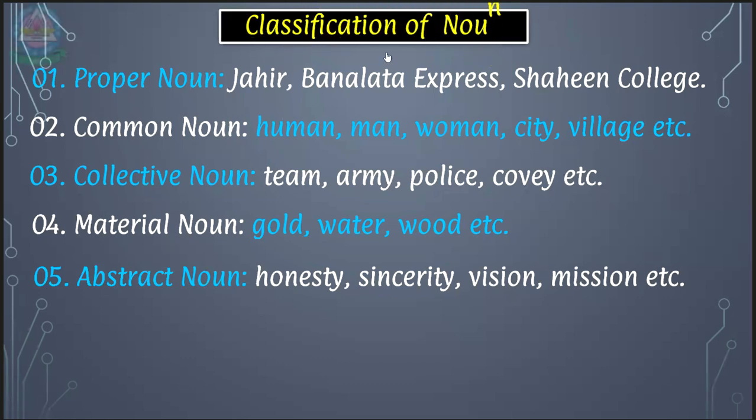Those who journey by train can understand it better. There are so many trains in our country, right? For example, Bonalota Express is the individual name of a train. So when the name is individual, when the name is personal to someone or something, that is called a proper name.